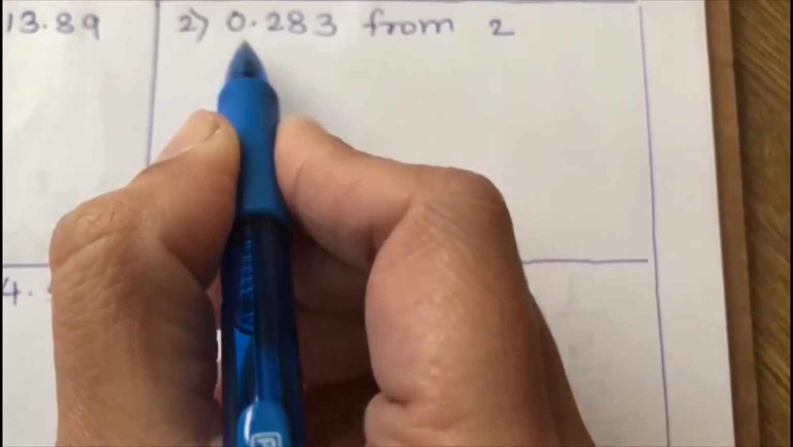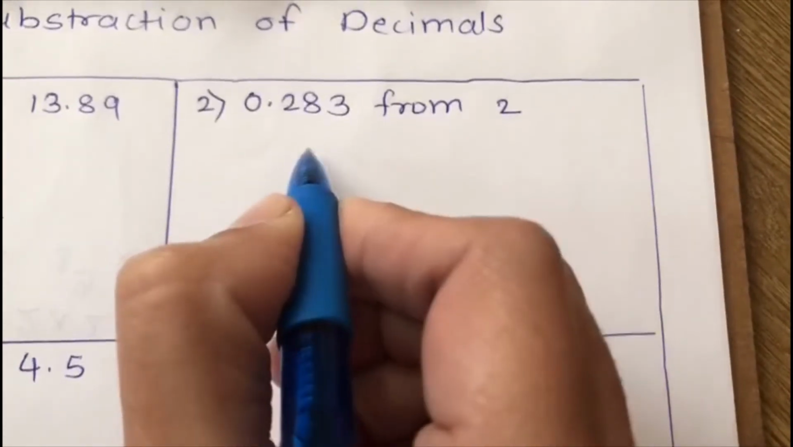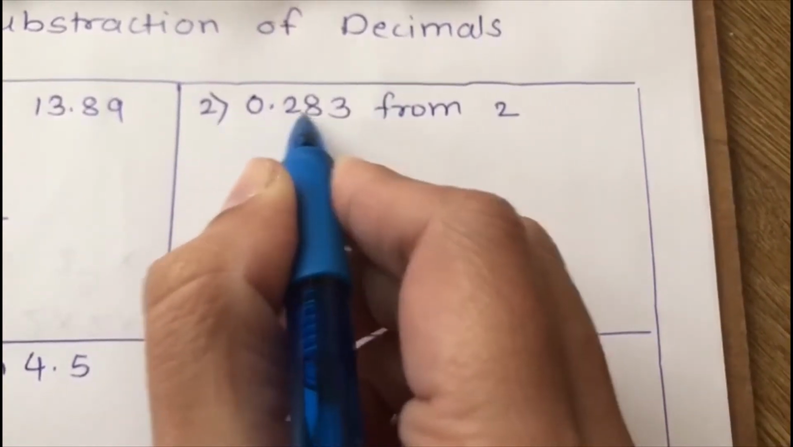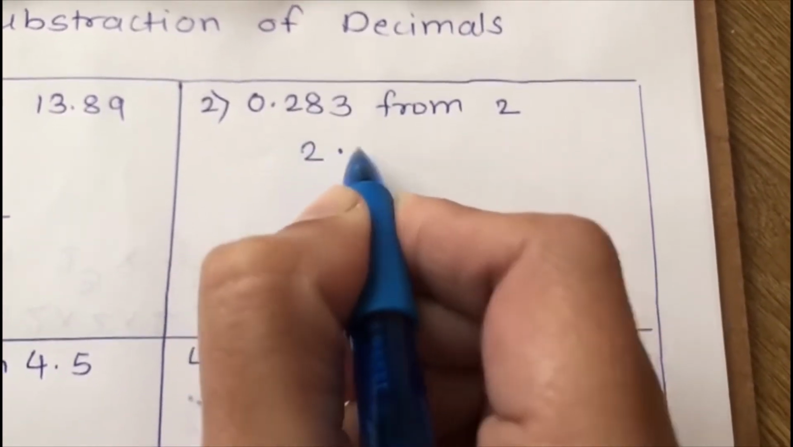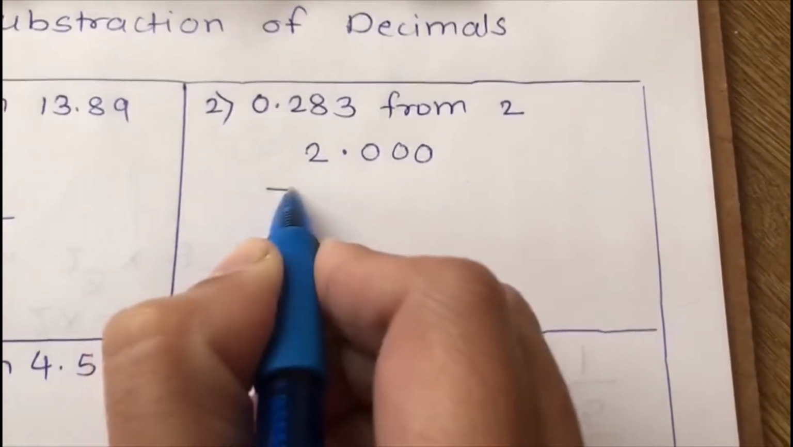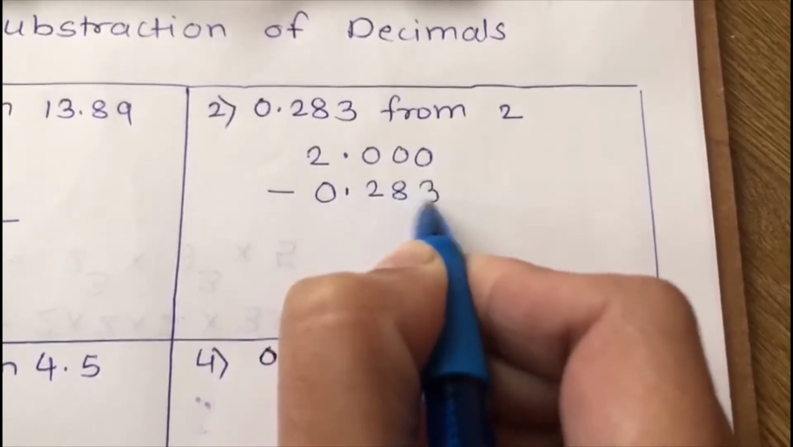Now we have to subtract 0.283 from 2. So I write here 2. So we have to subtract these decimals, that's why I write here 2.000 minus 0.283.